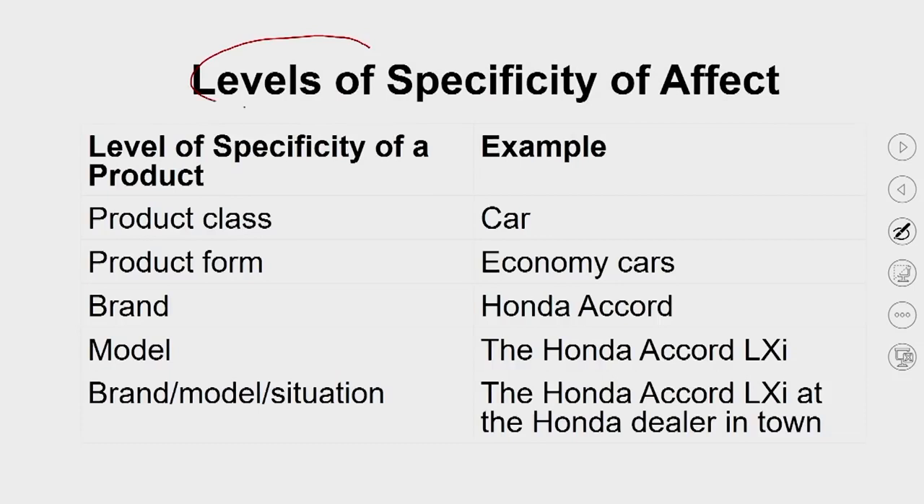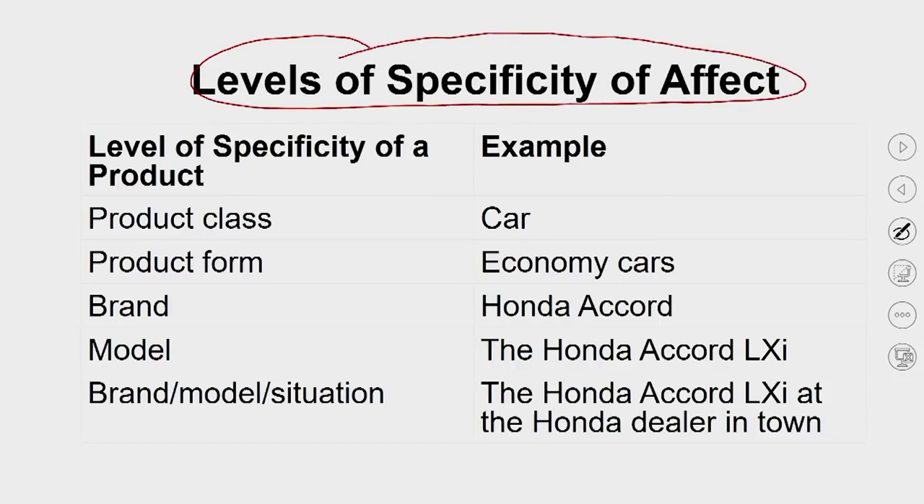For example, I have taken this level of specificity of affect. How does this affect really change? You can have affect for a particular product, for a particular product class, or for a particular category of products, for a particular section of product. For example, look at this level of specificity for product.